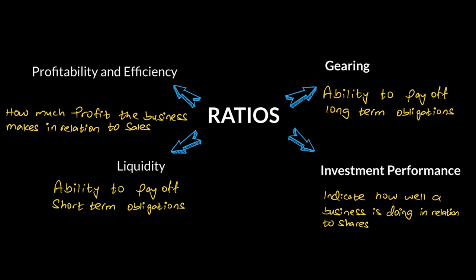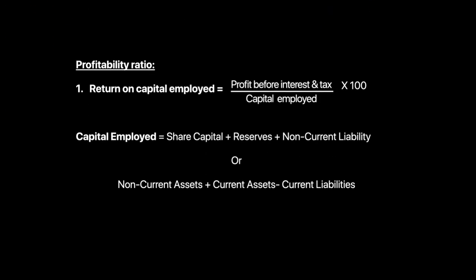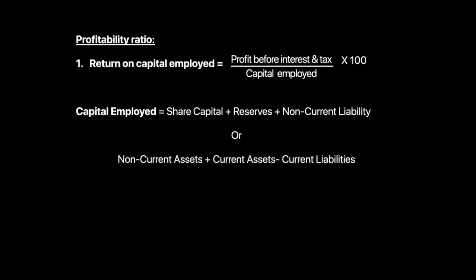Alright, so for ratios, we have to focus on these four key areas. Alright, so if we just briefly revise the key profitability ratio. You should look at the previous videos. We have covered other profitability ratios, which include gross profit margin and operating profit margin. But the most important one that we have studied before is return on capital employed.